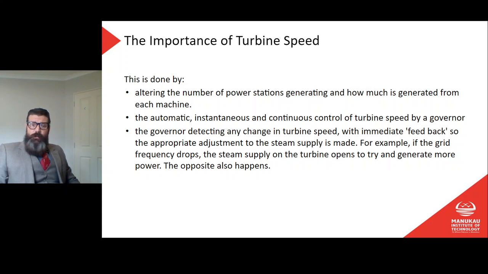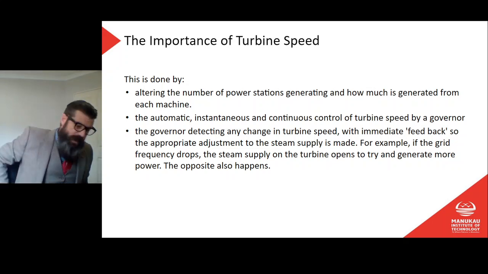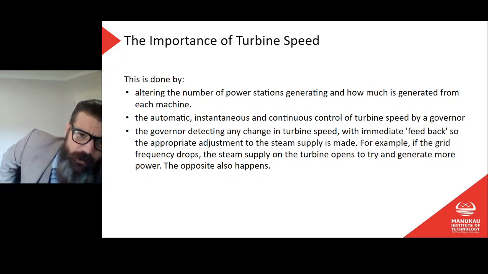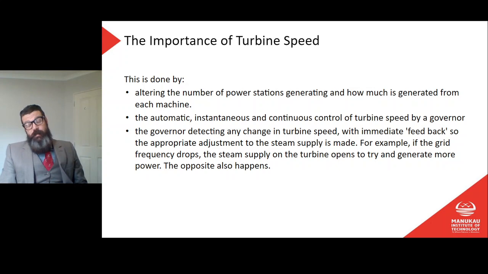Automatic instantaneous continuous control of turbine speed by a governor. In the case of the diesel generator, I talked about how that would work, or how the governor works in that context, rather. In the case of our large generating facilities, it'll be a little bit different. The governor detects the change in turbine speed with a feedback, so the appropriate adjustment to steam supply is made if it was a steam turbine.